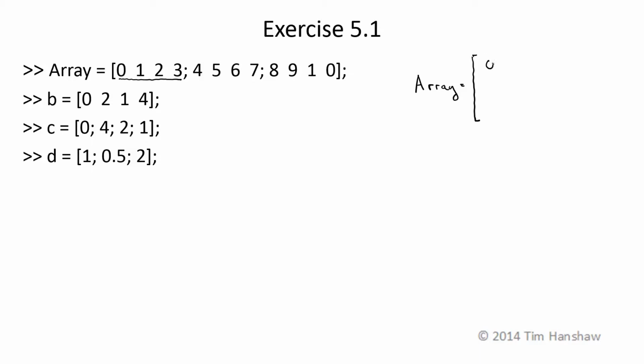So the first row is 0, 1, 2, 3. A semicolon here moves us down to the next row, which contains 4, 5, 6, and 7. Another semicolon moves us down to the third row, which is 8, 9, 1, 0.